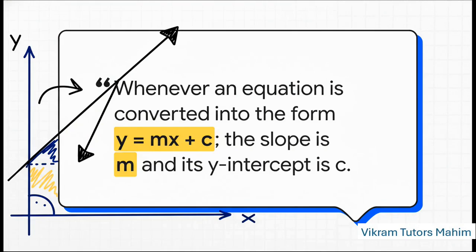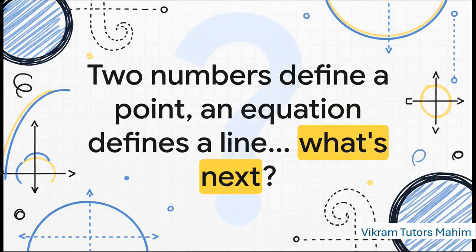This single formula is incredibly powerful. It gives us the line's steepness, m, and its starting point, c. And really, this is just the beginning. From here, we can define circles, parabolas, even video game graphics.